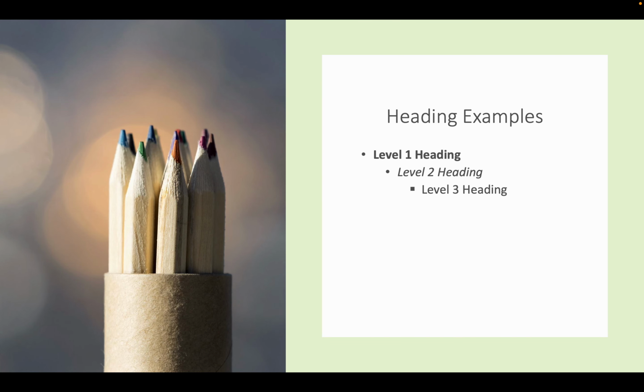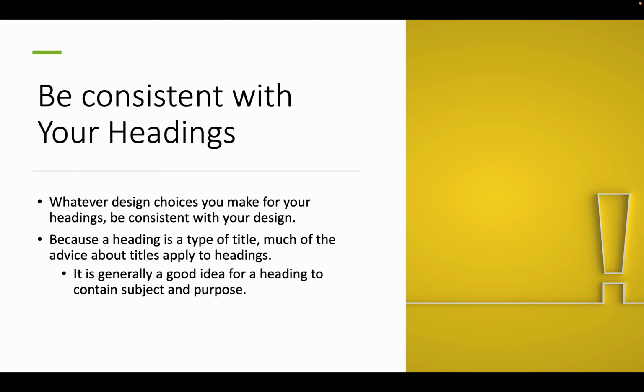So here's an example of what some headings might look like. And if I were creating these headings, I would use this formatting throughout the entire document. So every level 1 heading would look like that. Every level 2 heading would look like that. And every level 3 heading would look like the level 3 heading that I have here. Be consistent. Whatever design choice you make for your headings, it needs to be consistent throughout your entire document.